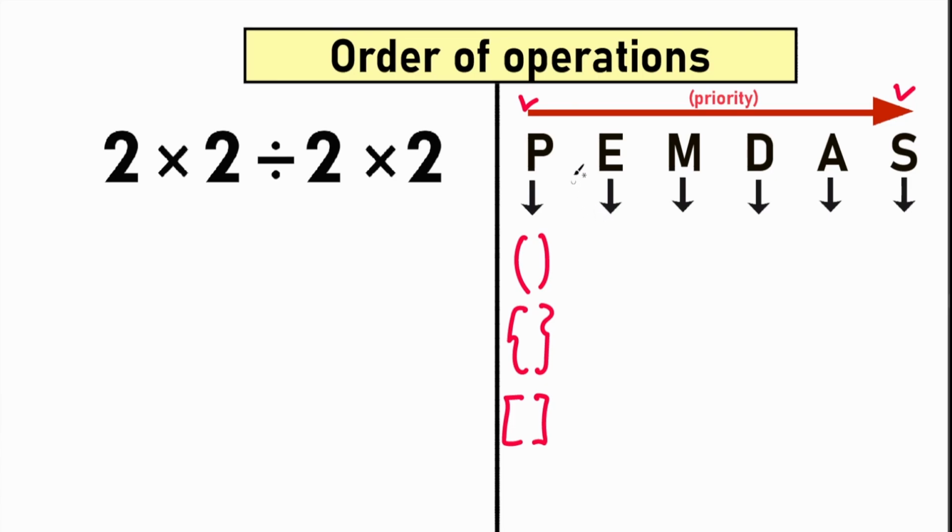All right, let's move forward to the next step. The next step after P, we have letter E, which stands for exponent. I changed my pen real quick just for better understanding. For example, we have 2 to the power 5.